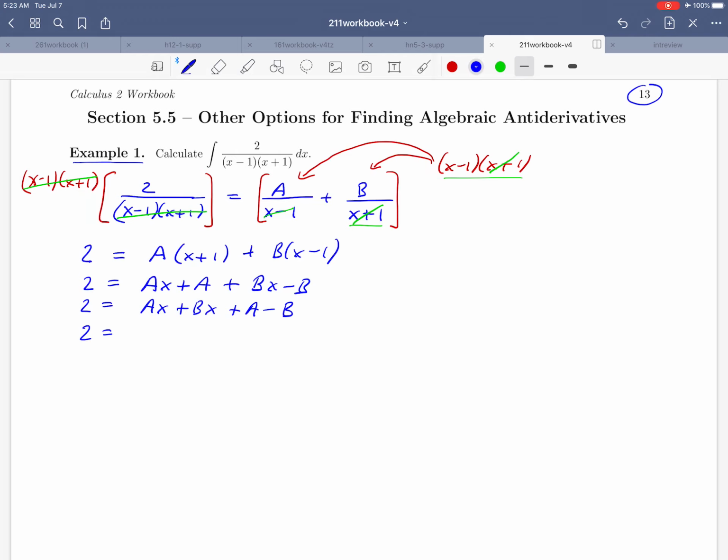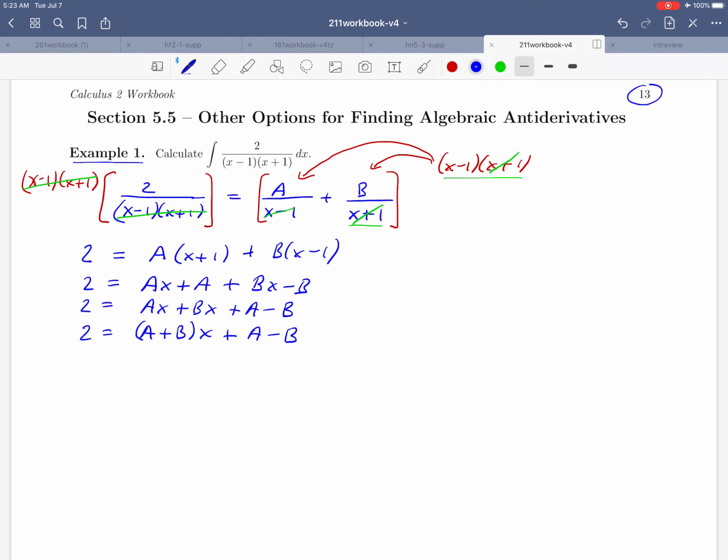If we factor an x out of the first two terms, we can rewrite it as (a plus b) times x plus (a minus b). Okay, so we're just doing some algebra to simplify down our equation, basically. Now here comes a step that's going to be a little bit weird. It seemed to come out of nowhere, but I'll try to explain the purpose for it.